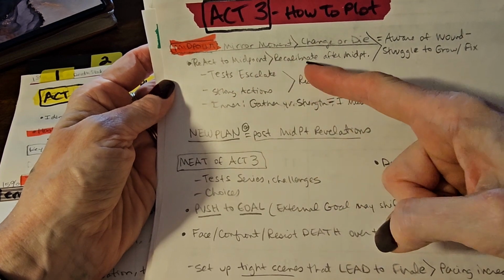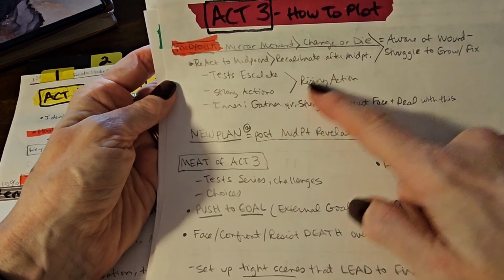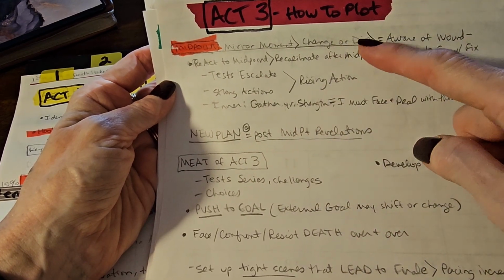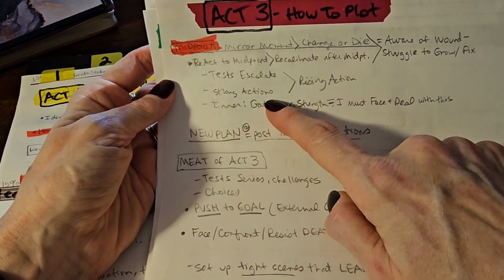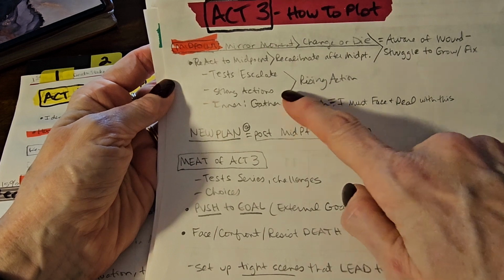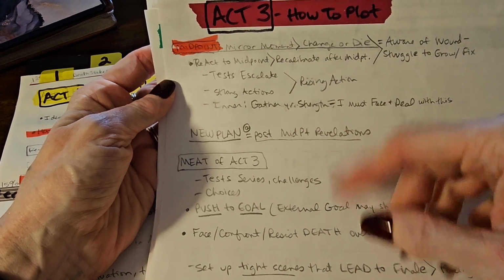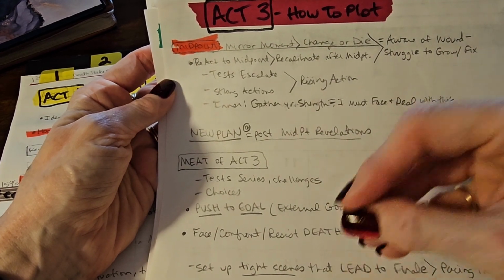Well, they're reacting to the midpoint. They're recalibrating from whatever happened at the end of Act 2. This is where the tests begin to escalate. This is where they're taking strong actions. Often, historically, you would say this is where there's rising action. Things are really starting to ramp up. How do you do that?